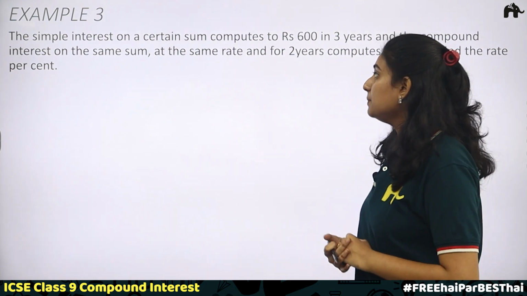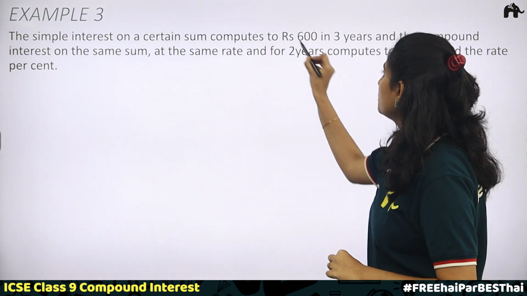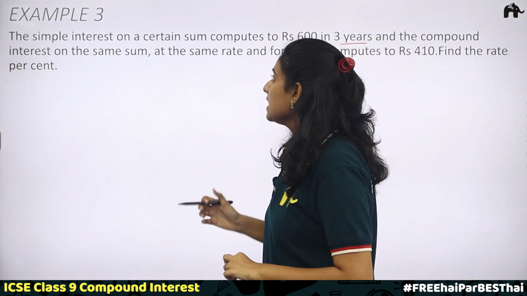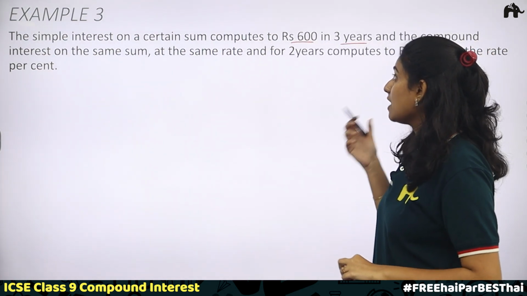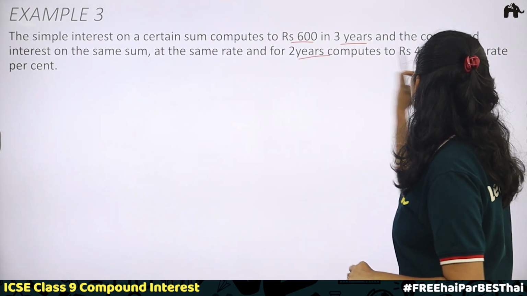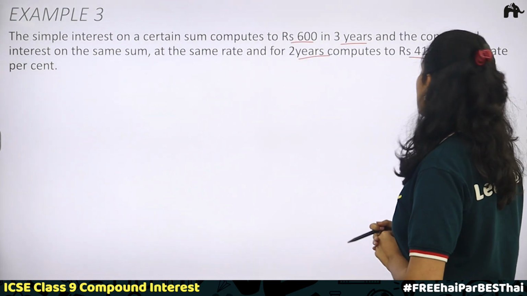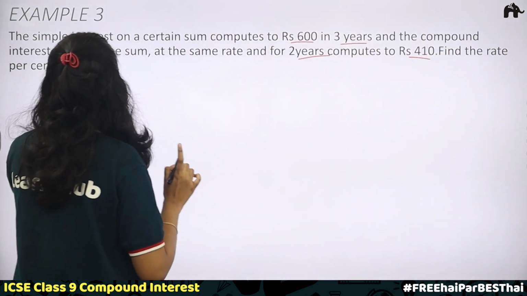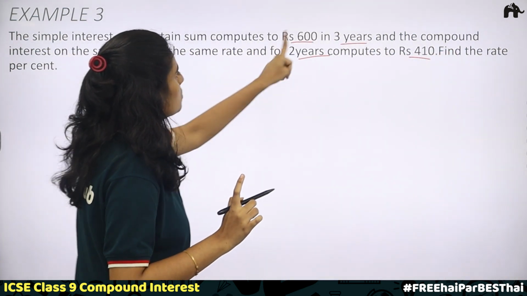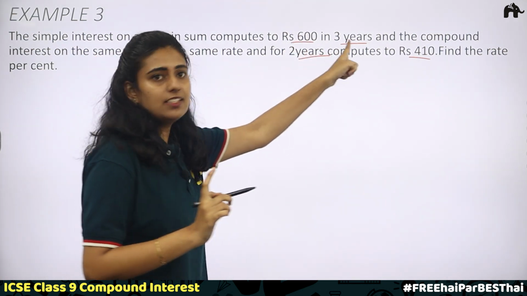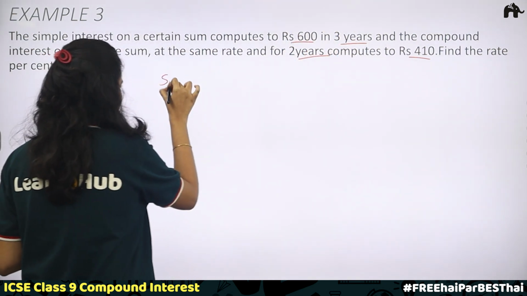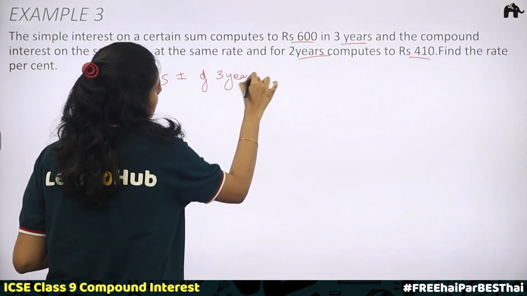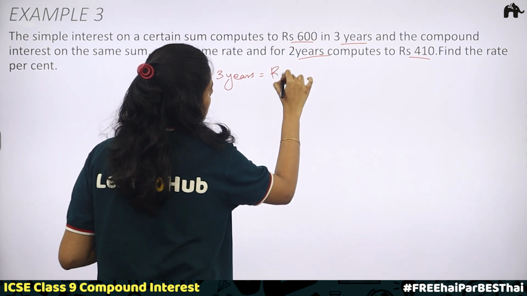Example 3. The simple interest on a certain sum computes to rupees 600 in 3 years and the compound interest on the same sum at the same rate and for 2 years computes to rupees 410. Find the rate percentage. We have to find the rate of interest. Here it is given that the simple interest on a certain sum computes to rupees 600 in 3 years. What does it mean? Simple interest of 3 years is equal to rupees 600.